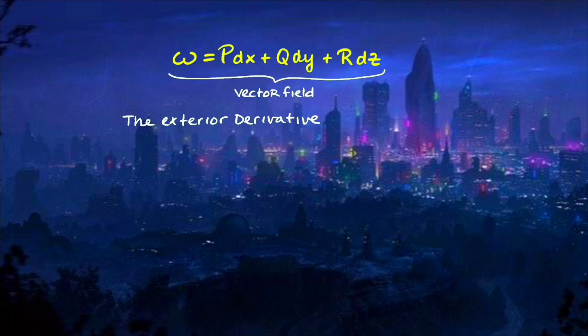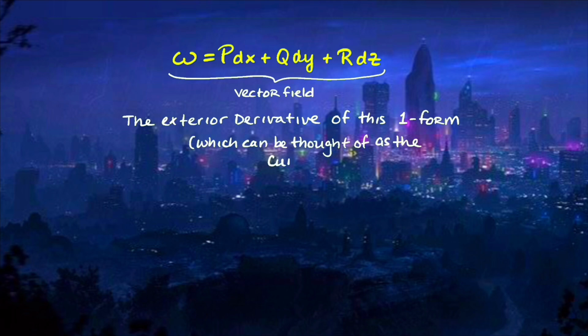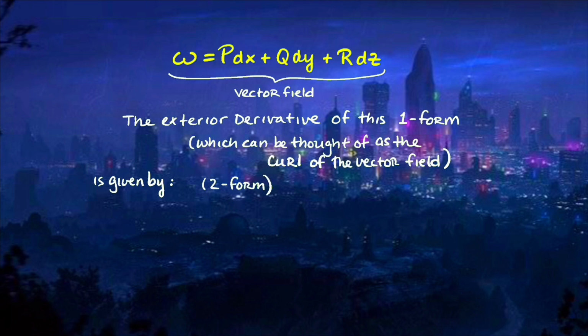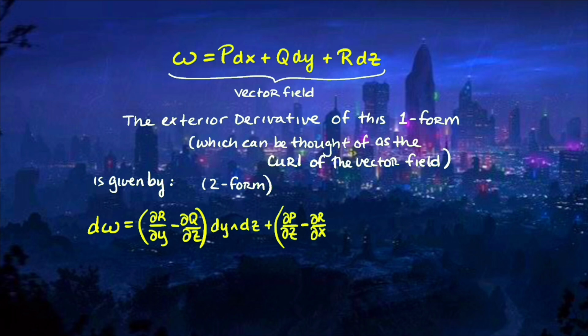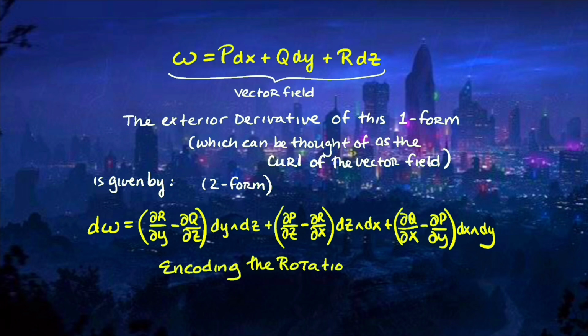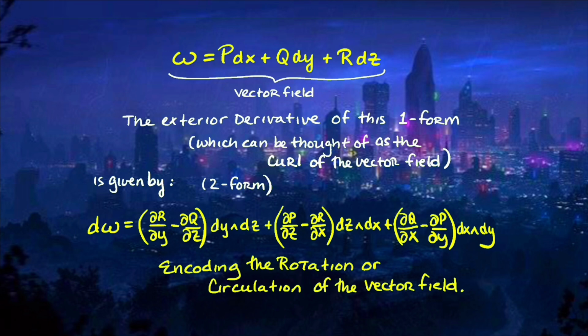Taking this vector field, the exterior derivative of this one form, which can be thought of as the curl of the vector field, is given by the 2 form here. And you can see the connection in the coefficients here of the different wedge products hinting towards this idea of the curl of the vector field, encoding the rotation or circulation of that vector field.